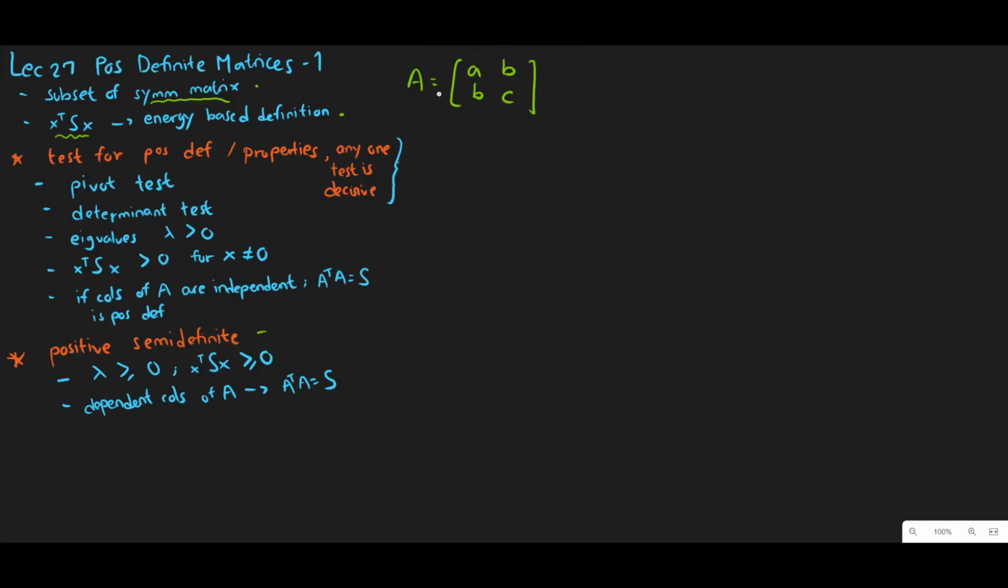So let's take an example of this matrix. We have this matrix A, and I want to test if this A is positive definite or not. I can go take either one of these tests, and it will tell me if it's positive definite. That's also an important idea: any one of these tests is decisive. So you can just pick one and then decide if it's positive definite or not. Okay, so first is the pivot test.